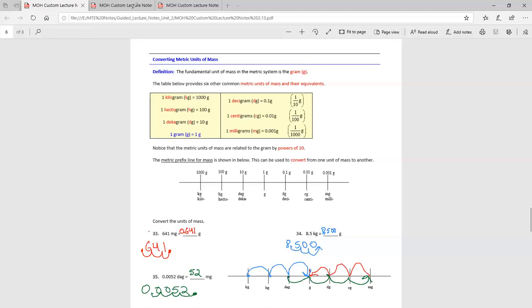52 milligrams is our answer. All right, so that's converting units of mass.